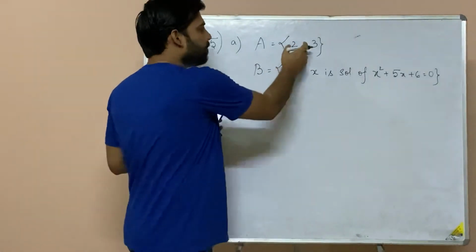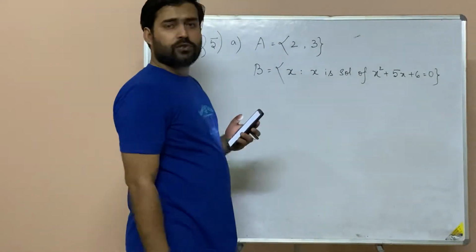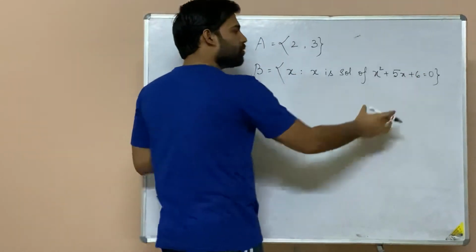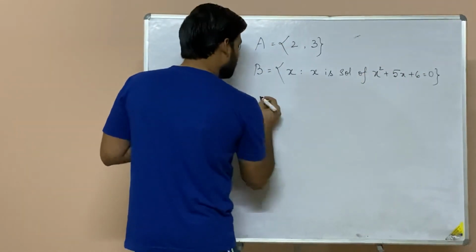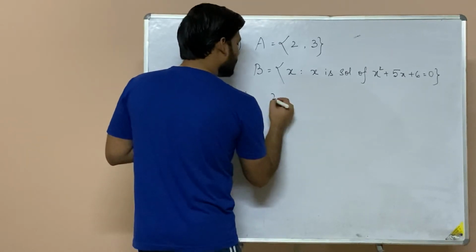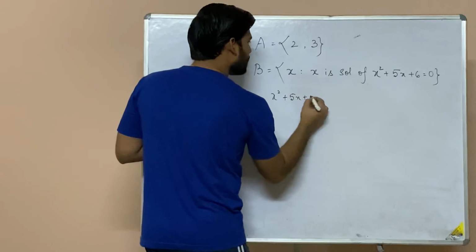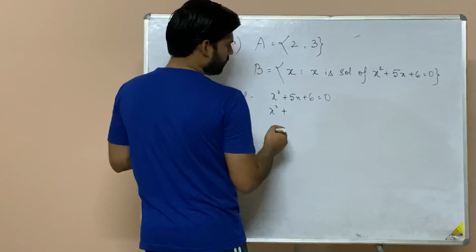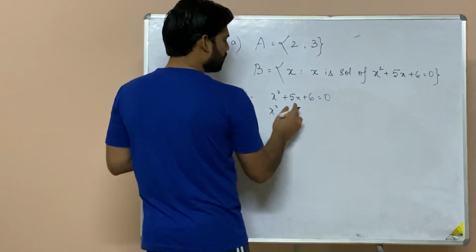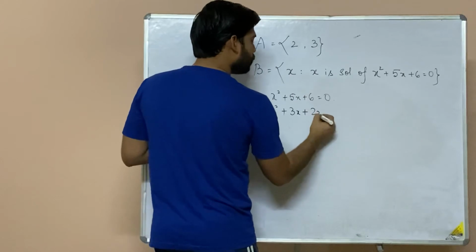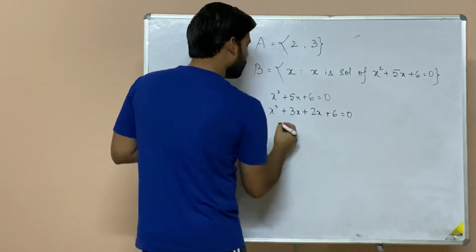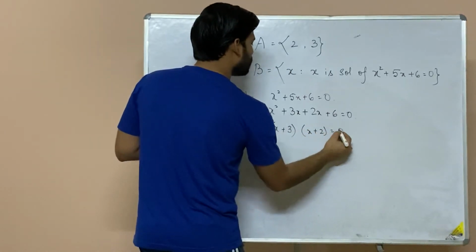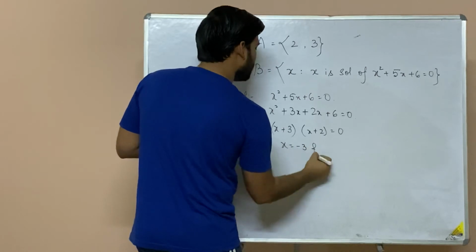So first of all, if you need to compare, bring both of them to roster form so that the comparison becomes easy. Now what is the solution of this? This is a quadratic equation. Try to solve it. So I am solving it. x square plus 5x plus 6 equal to 0. Now this becomes x square plus 3x plus 2x plus 6 equal to 0. So this is (x plus 3)(x plus 2) equals 0. So x equal to minus 3 and minus 2.